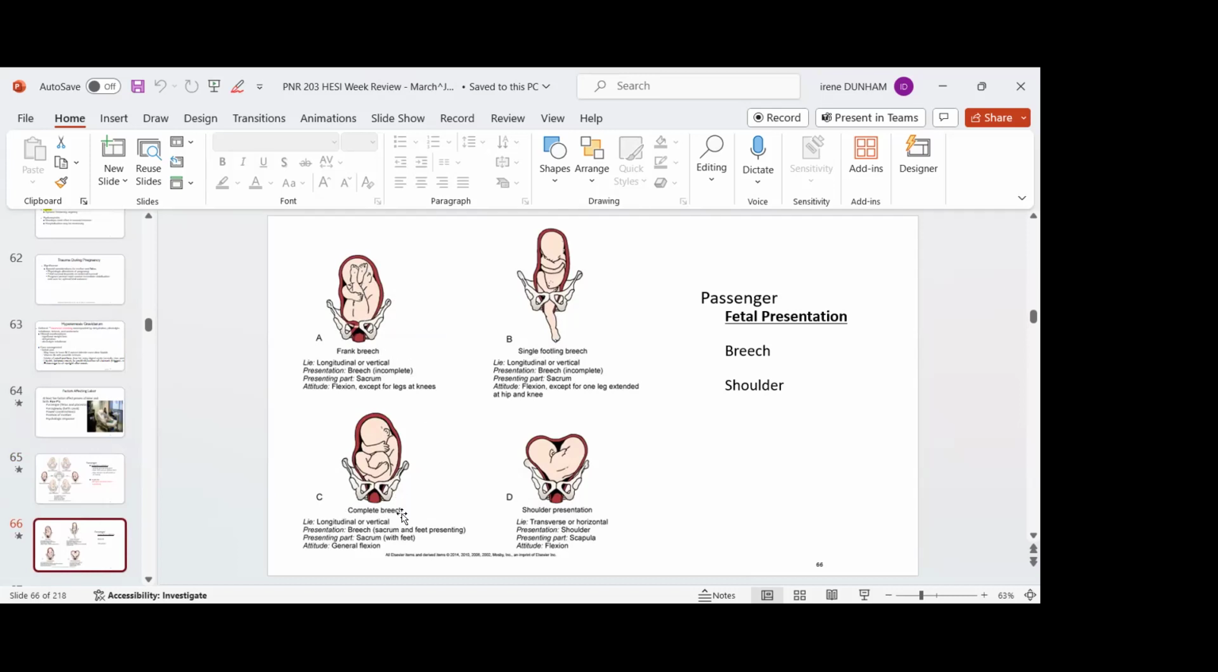And then you can see the difference in the complete breech. See how this baby's kind of wrapped, everything wrapped up really nice and tight, where Mr. Frank, that's why I call him Mr. Frank, he's got his feet up by his head. He's just exposing everything. And then shoulder presentation just means that the shoulder of the baby's body is what's presenting. These do happen, but we go ahead and section for these presentations.